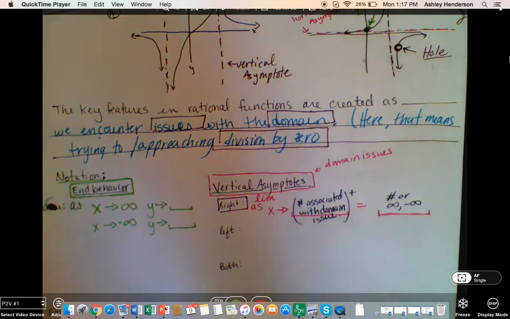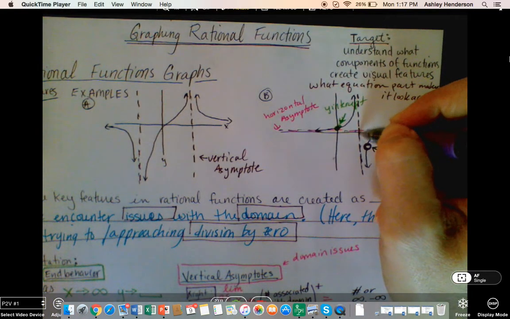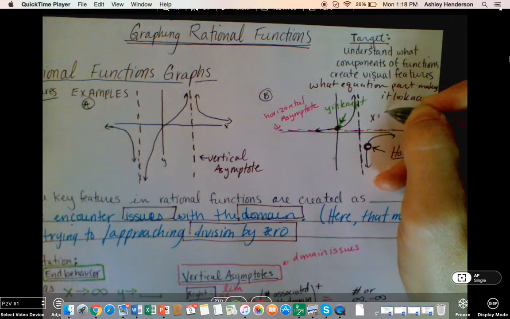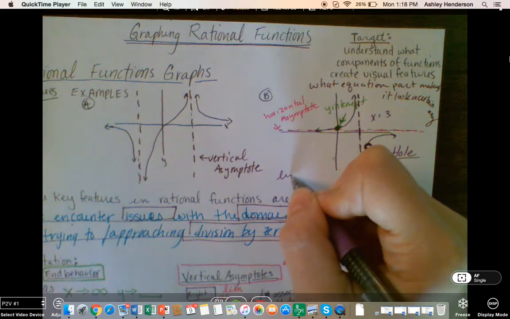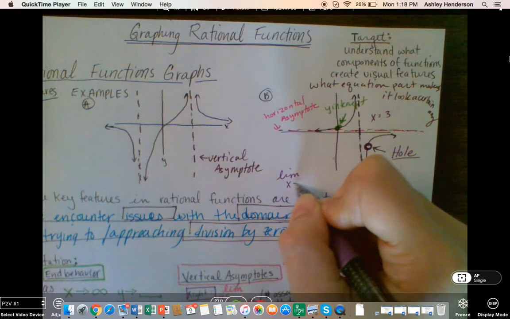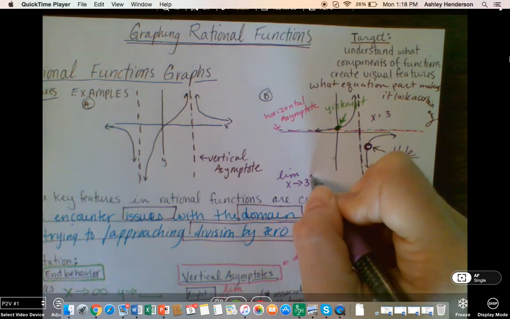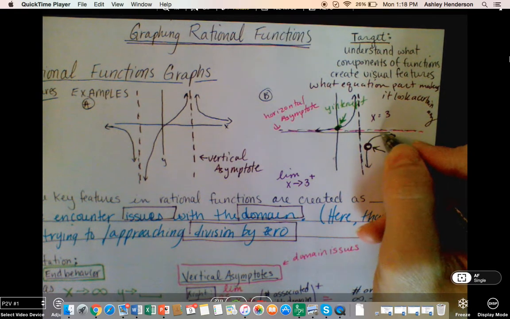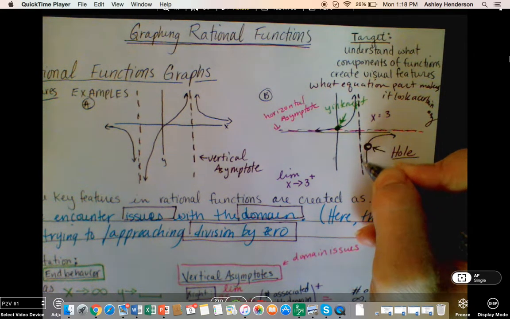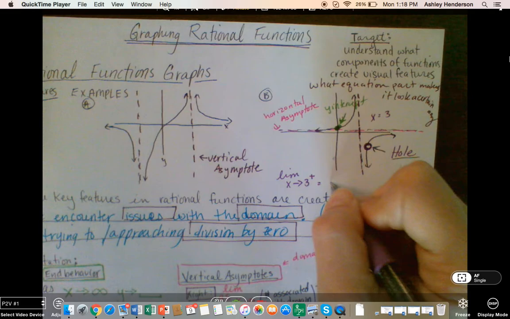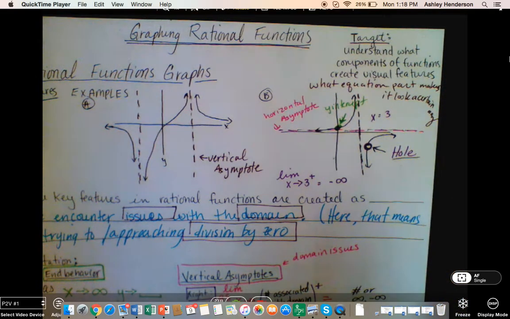So an example of that might be up here, back in this picture. Let's imagine that this is the line x equals 3. So you could say the limit as x approaches 3 from the right. So as x approaches 3 from the right, what happens to y? It goes really, really far down. We get negative infinity. Okay.